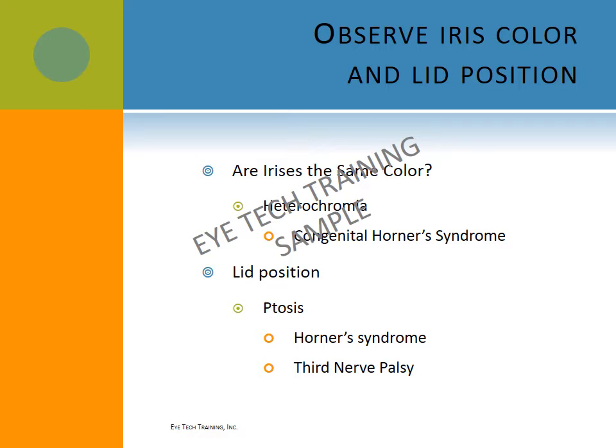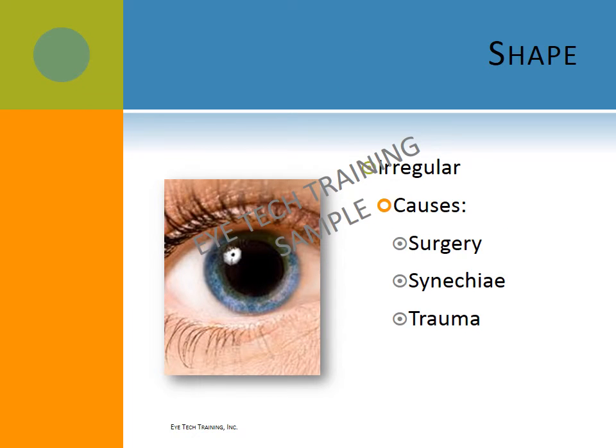This is because a ptotic lid can be present in patients with Horner syndrome and third cranial nerve palsies. Also, heterochromia can be present if a patient has congenital Horner syndrome. Irregularly shaped pupils can be caused by surgery, synechia, and trauma. Synechia occurs when there's intraocular inflammation. The iris becomes adherent to the anterior lens or the posterior cornea.